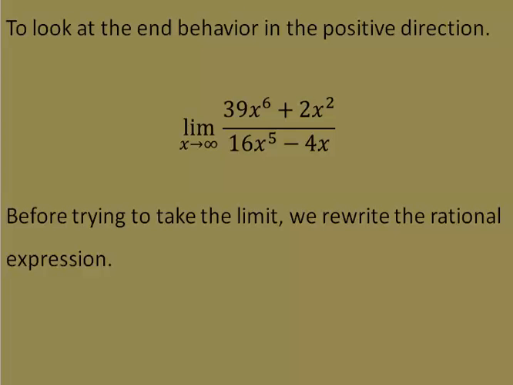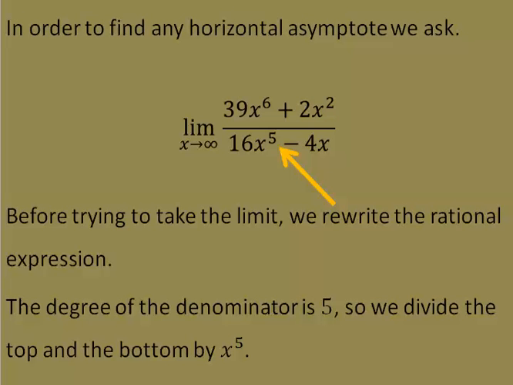To look at the end behavior in the positive direction, we look for the limit as x goes to infinity of the rational function. Before trying to take the limit, we rewrite the rational expression. To rewrite it, we look at the degree of the denominator. The degree of the denominator is 5, so we will divide the top and the bottom by x to the 5.